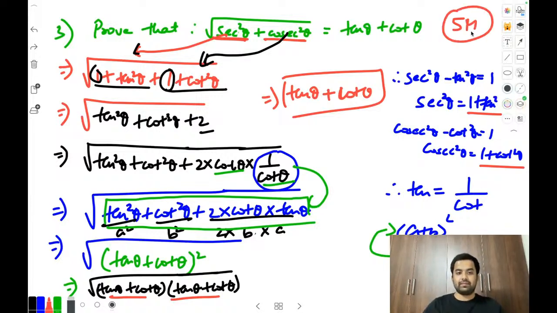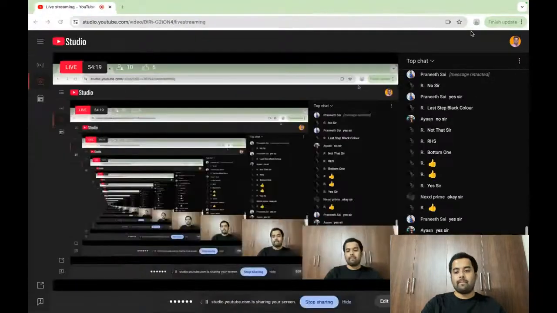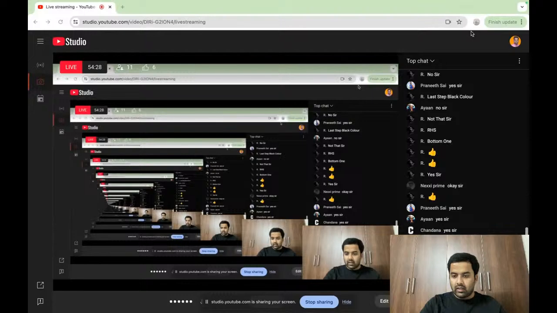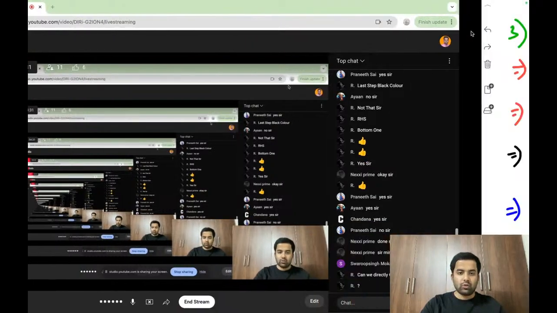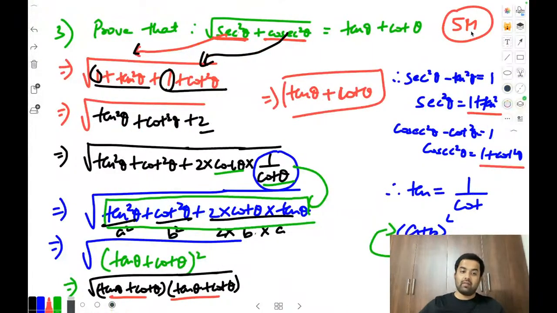Understood this? What we did here? Now, okay to understand now. Good to see that you're getting the answers. Good. Can we directly cancel the square in the root? No, we can't cancel, because here we have a plus symbol. Plus everywhere, we can't cancel. If it is a multiplication, we can cancel. If it is a multiplication case, we can cancel that.